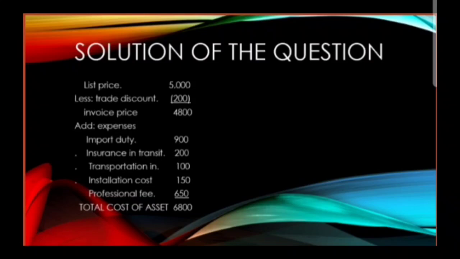Now the professional fee has to be added because without the expertise availed from the professional you cannot operate any type of asset. Therefore, it is necessary to avail the services of a professional so that you may operate the asset. Therefore, it shall be added. Now the total cost: invoice price plus all these expenses shall be the total cost of the asset.